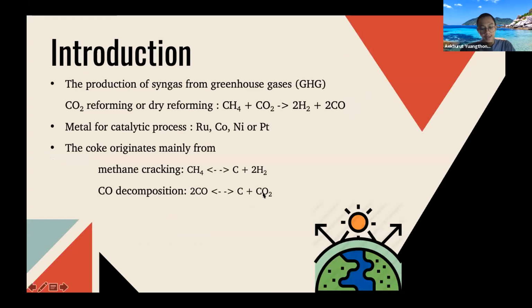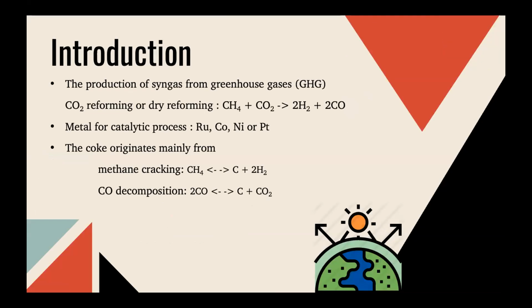As everyone knows, nowadays the greenhouse gas in the atmosphere has reached a high level. So it is necessary to mitigate carbon dioxide emission by development, reuse, or revalorization technology. So the production of synthesis gas from greenhouse gas, carbon dioxide reforming or dry reforming, to produce hydrogen and carbon monoxide was proposed. In this process, there are many metals for the catalytic process, such as ruthenium, cobalt, nickel, or platinum. But in this presentation, I will focus on nickel catalyst.